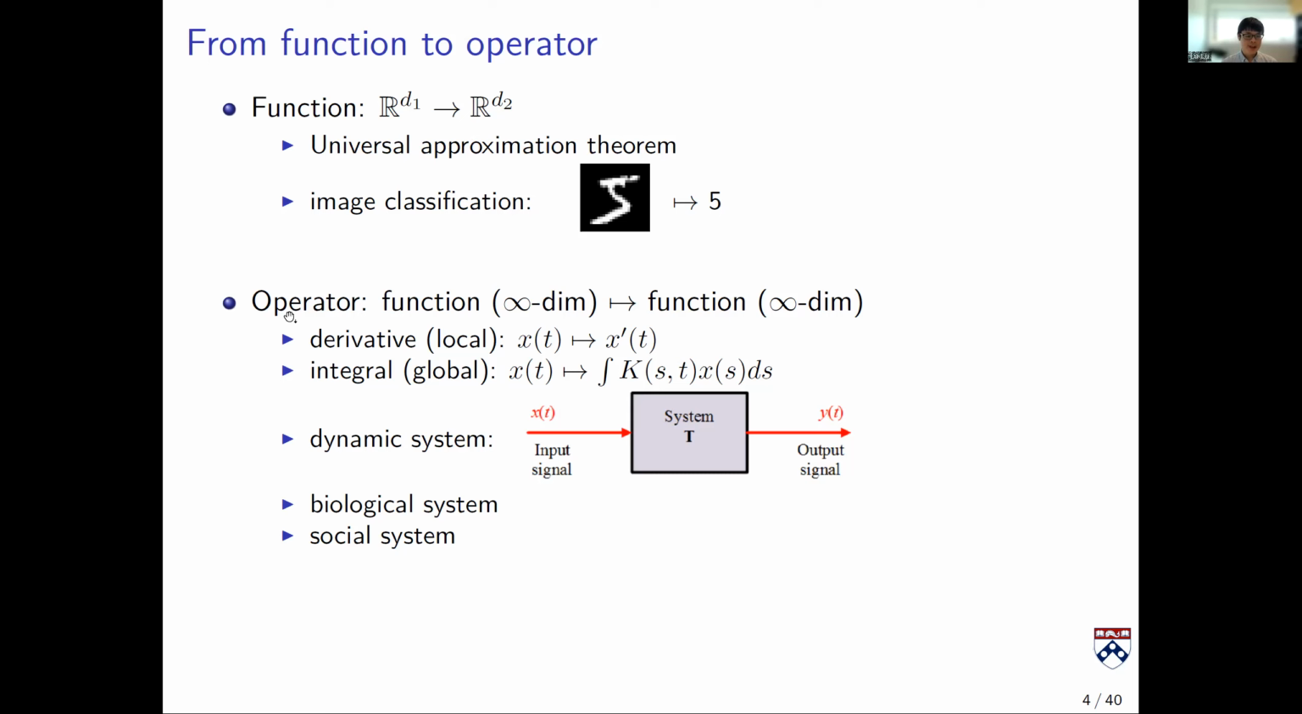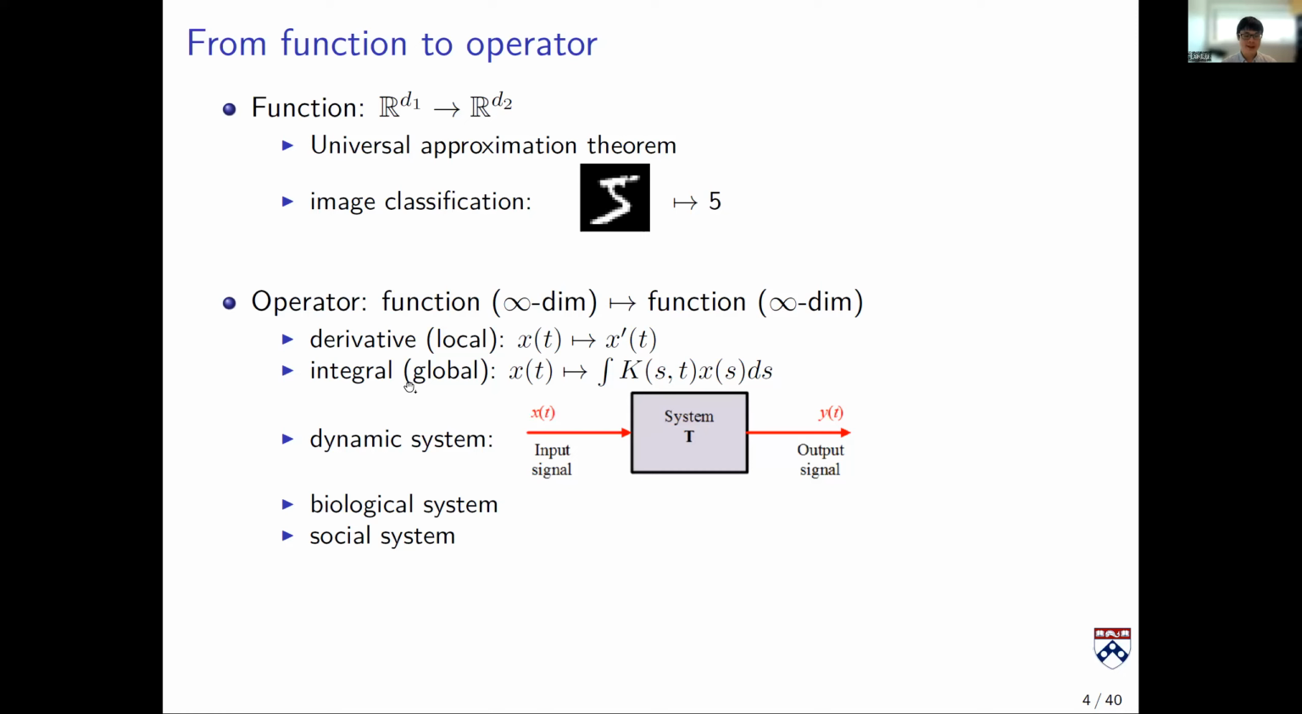Here, the operator essentially means a mapping from one function to another function. So we go from this finite dimension space or vector space to this function space, and this function is essentially in an infinite dimension space. For example, the standard derivative operator: if we compute the derivative of x(t), the input of this operator is x(t), and the output is the derivative. This operator is mapping from a function to another function.